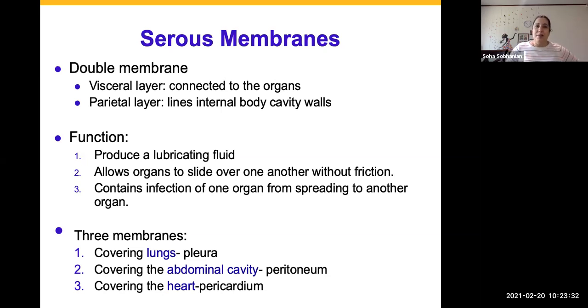So I'm keeping an eye on the time. I want to make sure I don't go over. We have time, plenty of time.